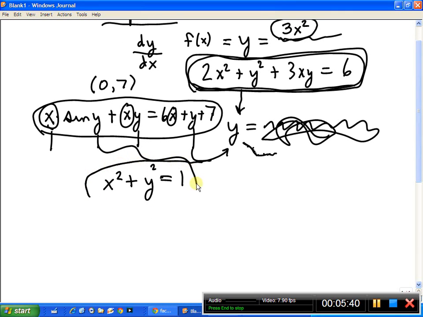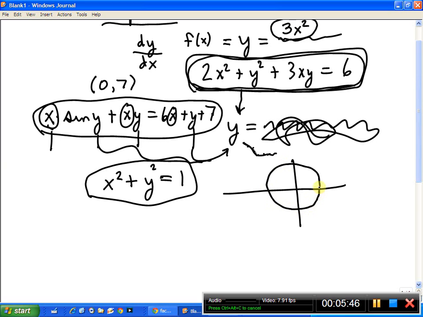So the graph of this looks like this. Now, in this equation, I could solve it for y. Obviously, y squared equals 1 minus x squared, and then y equals plus or minus the square root of 1 minus x squared. And the plus square root is going to give me the upper half of the semicircle, and the minus square root is going to give me the bottom half of the semicircle.